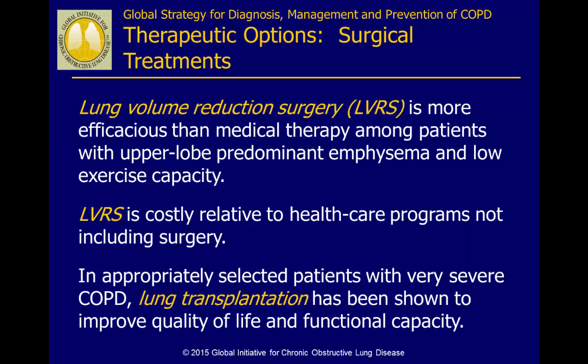It's basically predominantly in the upper lung emphysema parenchyma. Mortality is increased in the first 90 days after volume reduction therapy, but if the patient survives, it is higher than 5 years.